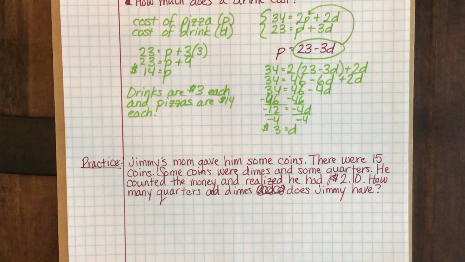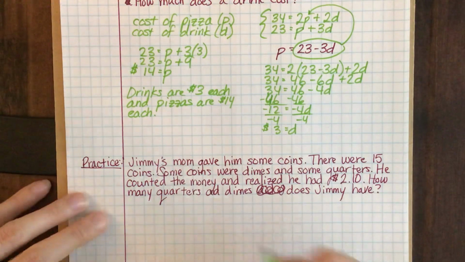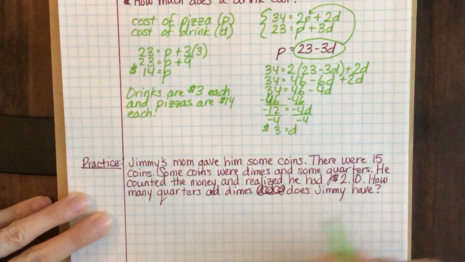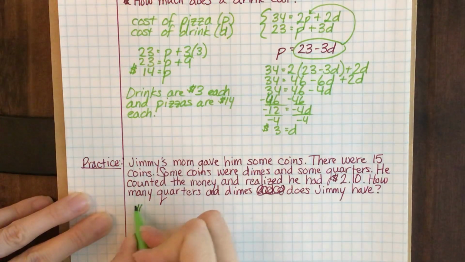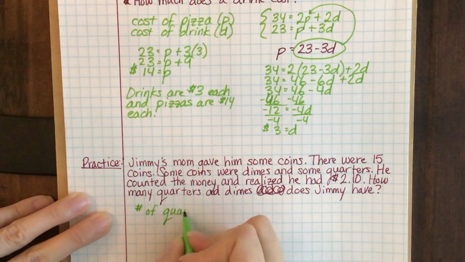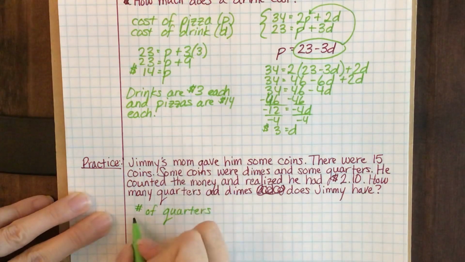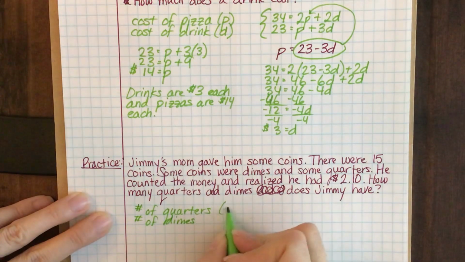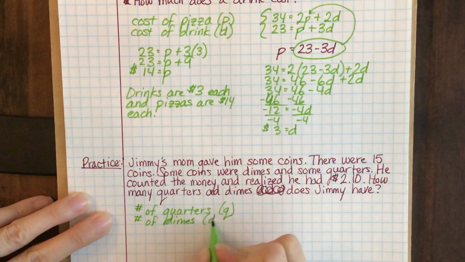Okay, hopefully you had a chance to work that out. I'm going to go ahead and talk you through it now. So what we're looking for, this last sentence gives it away. How many quarters and dimes does Jimmy have? So that means we need the number of quarters, and we also need the number of dimes. So let's give some names here. We're going to call quarters Q and we're going to call dimes D.